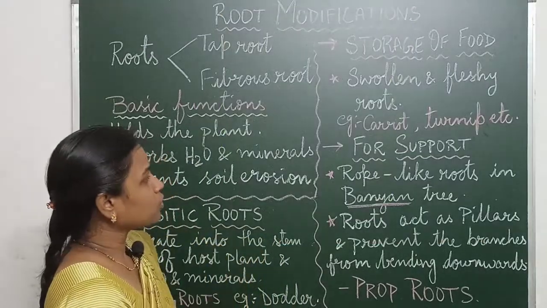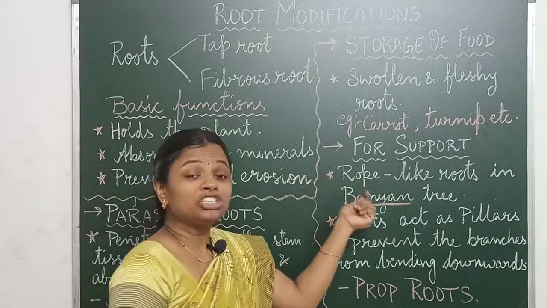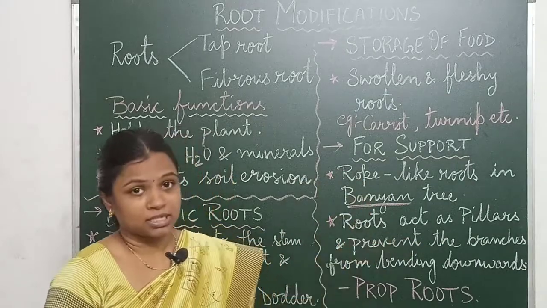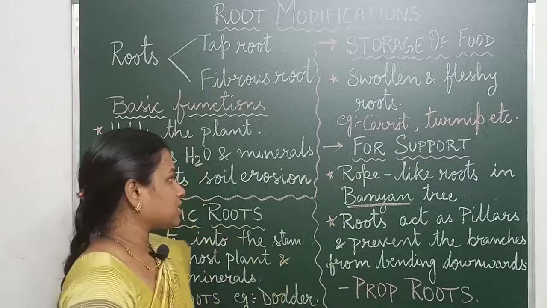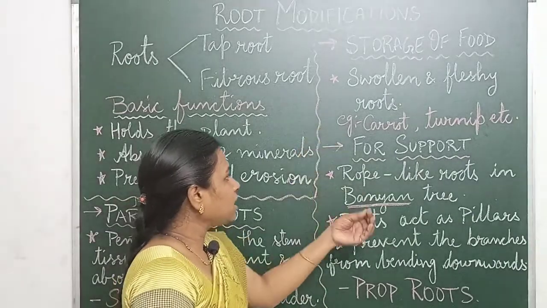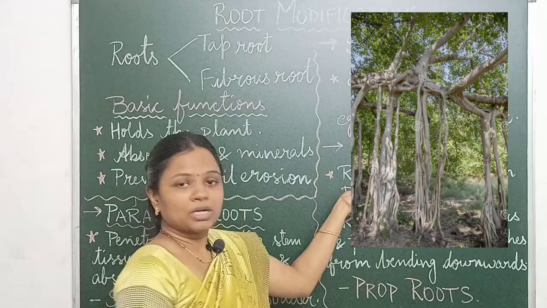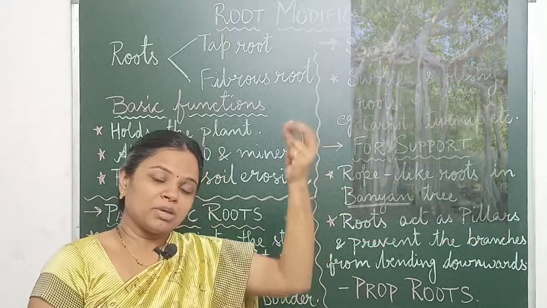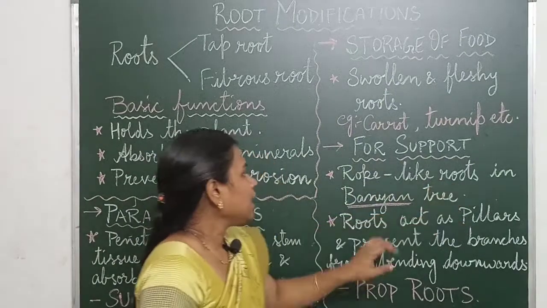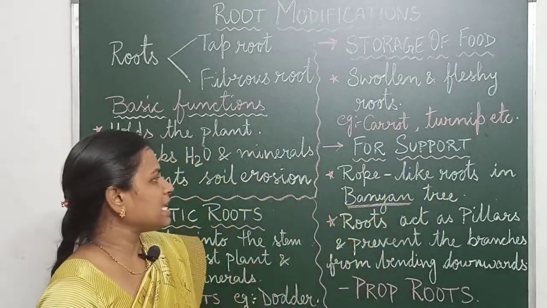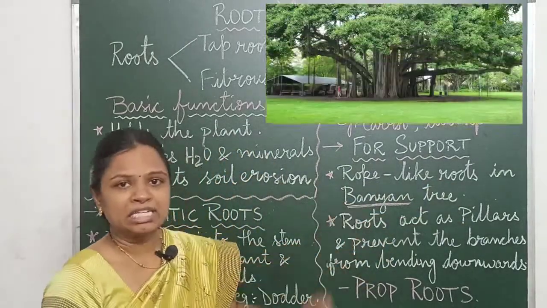Now, some of the roots give additional support to the whole plant. These roots arise from the branches of the plant. So they actually look like rope-like structures which are coming out from the branch, and we often see them in the case of the banyan tree.